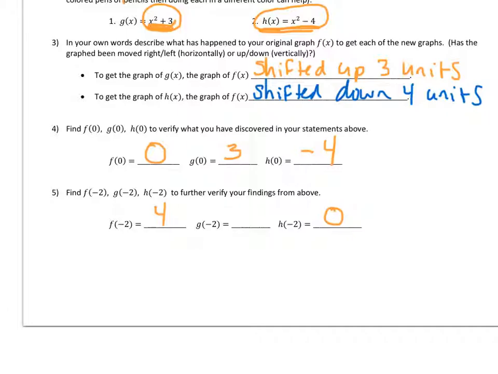Right, g of negative 2. Negative 2 squared is 4, plus 3 is 7. There we go. All right, so to get from f to g, you added 3, and that's why there's that plus 3 in the formula. To get from f to h, we had to subtract 4, and that's why there's that minus 4 in the formula.